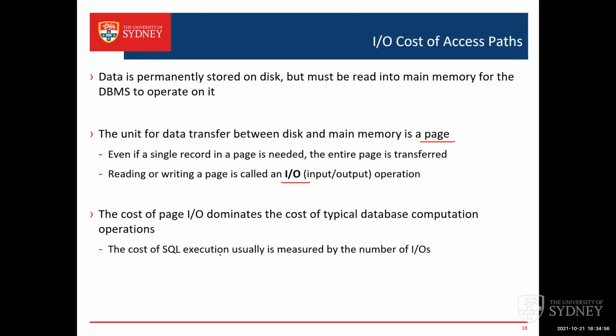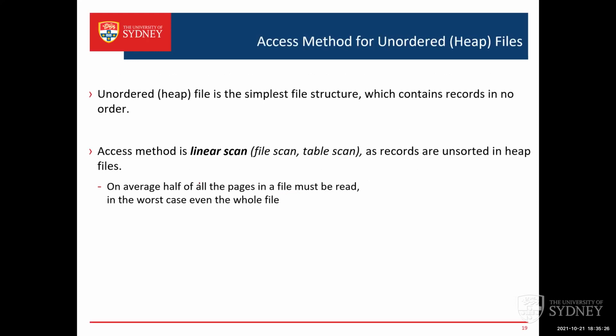So the cost of SQL execution is usually measured by the number of input output that we need. How many transfers do we need to answer a query? That is what we are going to calculate today as well. Hopefully that part is making sense. We are defining cost as the number of input output between our hard disk and main memory. How many pages do we need to transfer between these two memories? Okay, so let's start with linear scan.